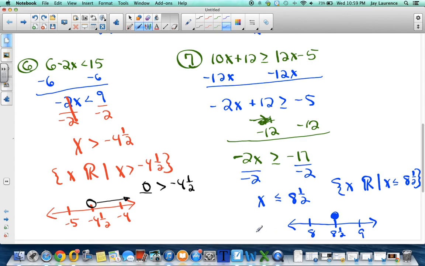Now, some of you don't know which way to shade. Take the x out, leave a blank there, fill in the blank. Give me a number that is less than or equal to 8.5. Don't use 8.5. How about 8? I'll shade towards the 8. There you go, got a true statement.